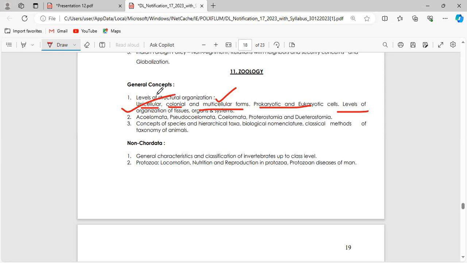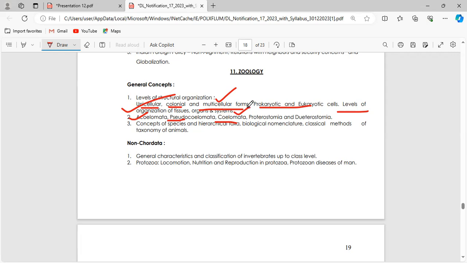Now next, acoelomates, pseudocoelomates, coelomates. See, what is acoelomates? What is pseudocoelomates? What is coelomates? Generally, coelomate means body cavity. Here, acoelomates means absence of body cavity. Pseudocoelomates means false body cavity or fake body cavity. Coelomates means a true body cavity is developed in these organisms.